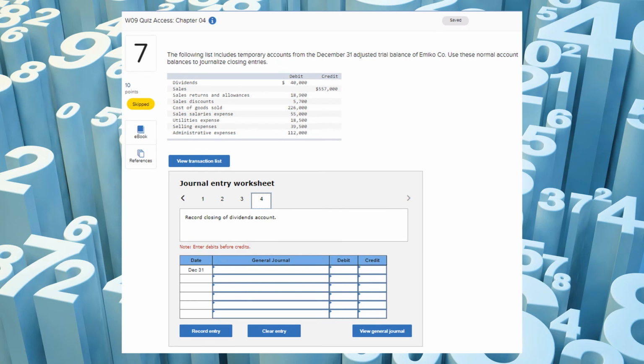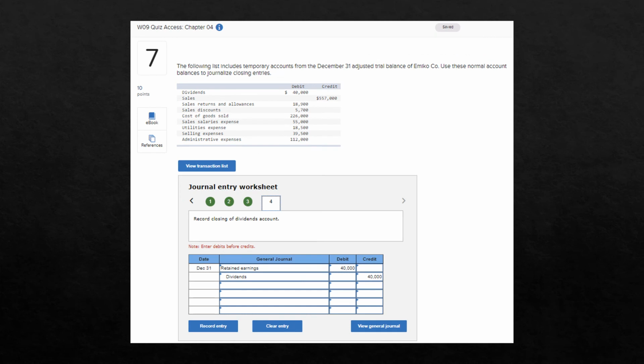For Part 4, we need to close the dividends accounts. To do that, we debit retained earnings to zero out the dividends account. Take the number off of the accounts above for the dividends and debit it from our retained earnings. Then credit it to dividends.